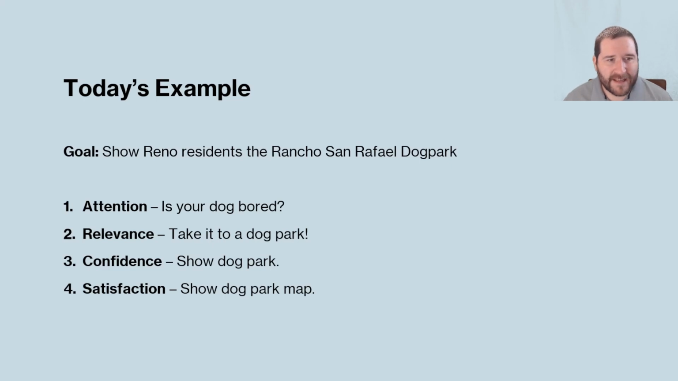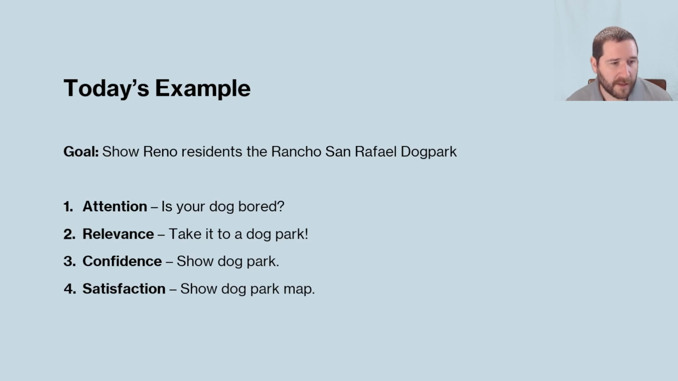Now, before we get into the video editing, I just wanted to talk a little bit about the example I'm going to go over. For today's example, when I'm showing you how these edits work, we're going to be creating just a little video that shows Reno residents the Rancho San Rafael Dog Park.